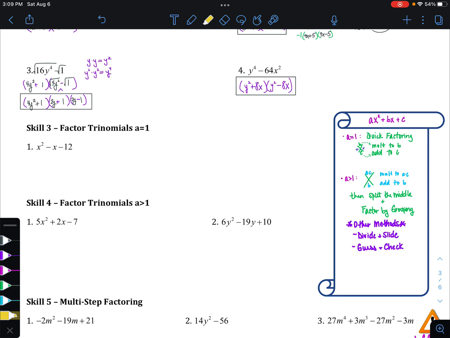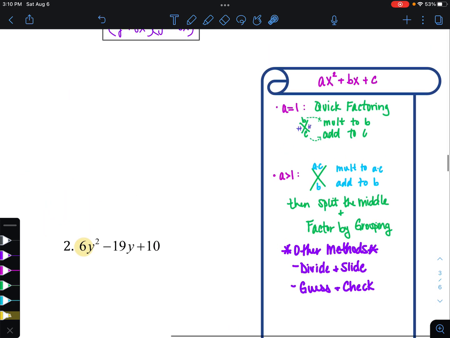There are 2 cases of factoring trinomials. One is when your leading coefficient is 1, so you'll see like this is 1x squared. The other scenario is when your a value is greater than 1. As you can see, we have 5x squared and 6y squared, right? The 5 and the 6 are both greater than 1. So we're going to look over here to get our strategies. Again, this is where you would want to pause the video, write it down, and then pick it back up to hear the explanation.